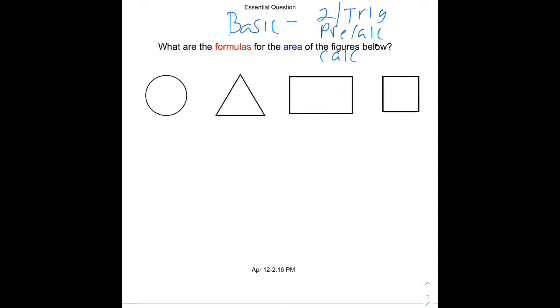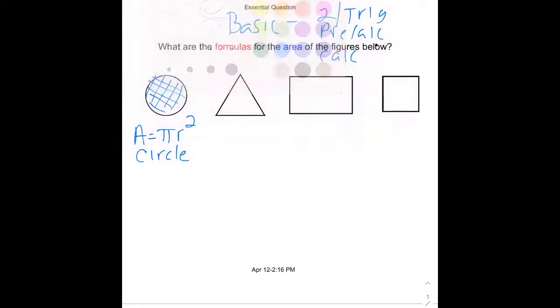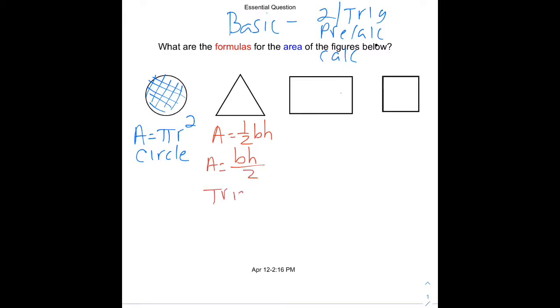When you are asked for the area of a circle, we're asking for how many square units would fit inside the circle. We covered this in the circles unit. The area formula is pi r squared. In a triangle, again, something you should have learned in middle school, the area formula is 1/2 base times height. Some students write it as base times height divided by 2. They both work.